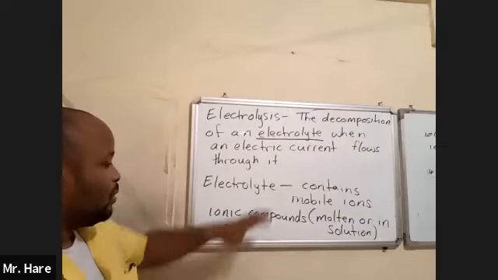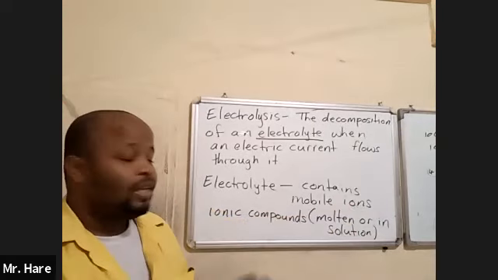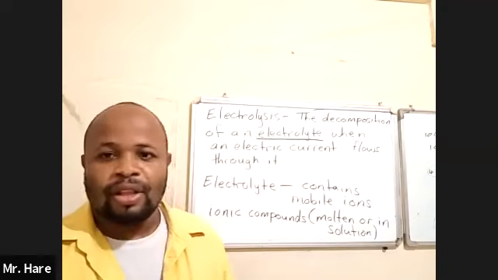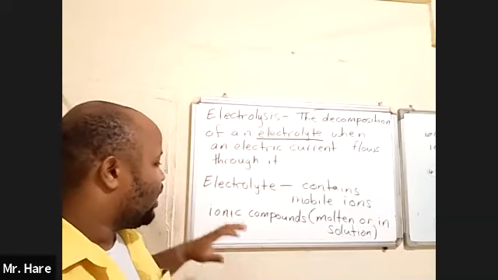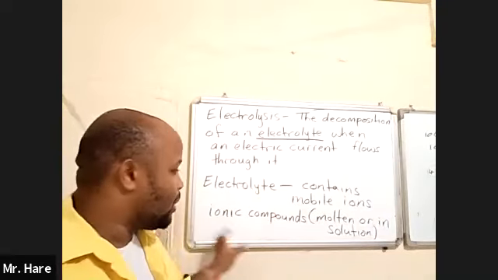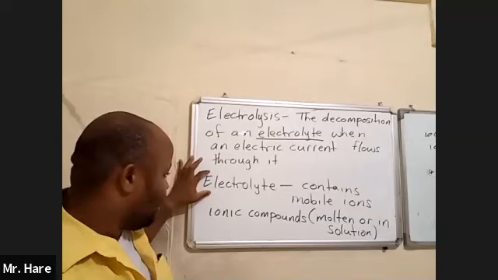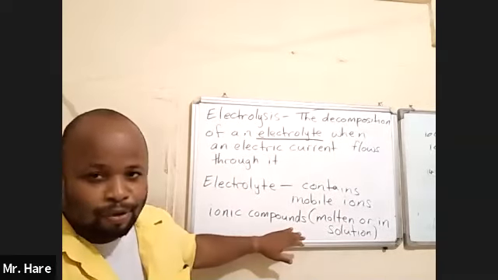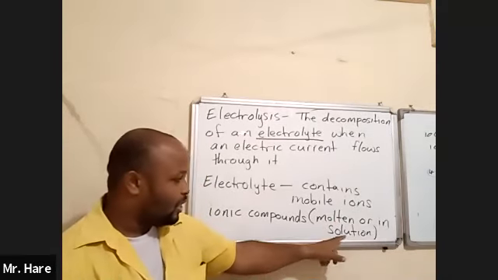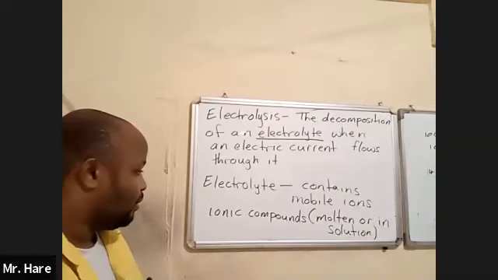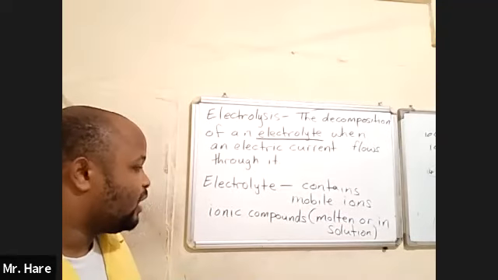All right. So your electrolyte must contain mobile ions. The only compounds that we know that have ions are your ionic compounds, right? But they cannot be in the solid state, and I will put the reason shortly. So just remember, as your electrolyte, it must be an ionic compound. Also, the ionic compound must be molten or in solution. Sir, in solution means it's aqueous? Right, so it's aqueous.